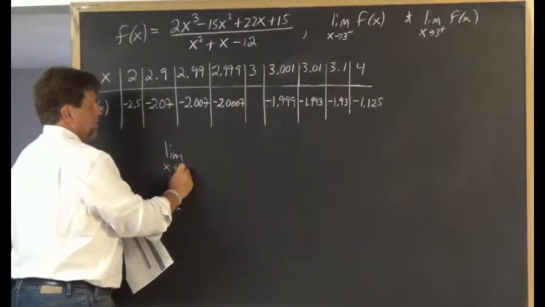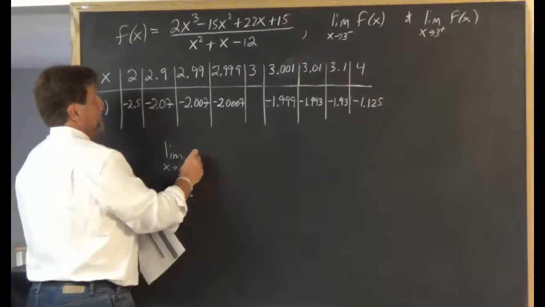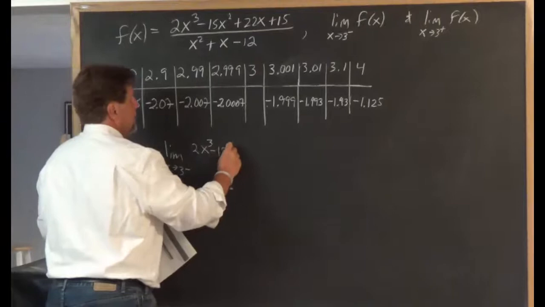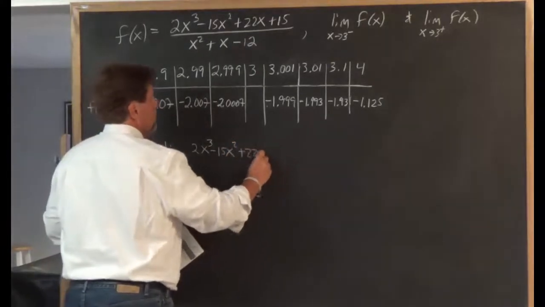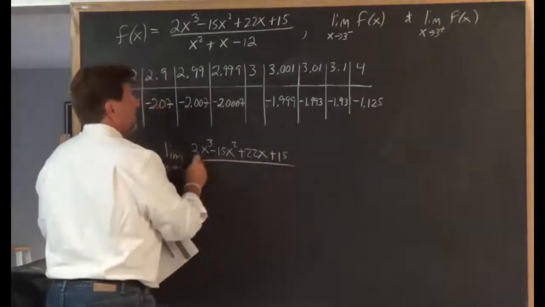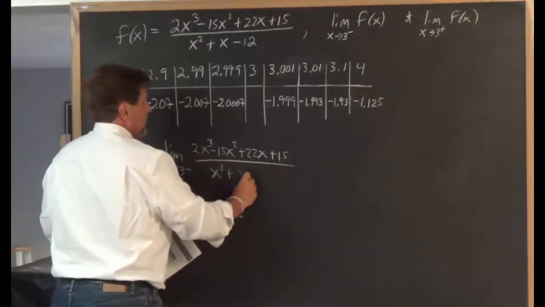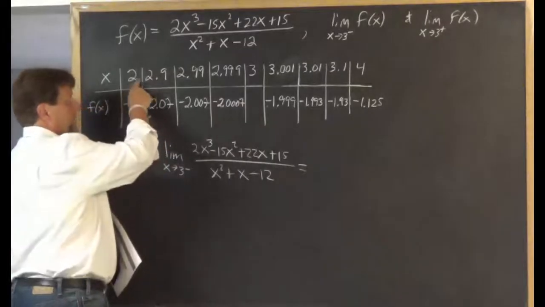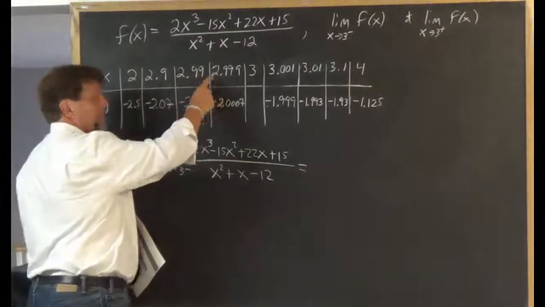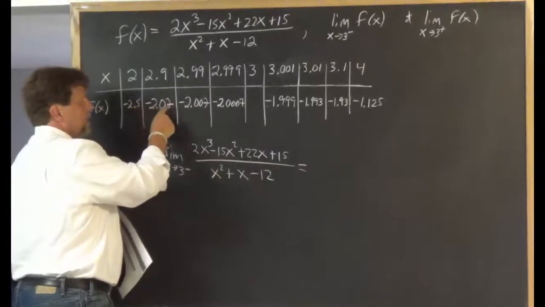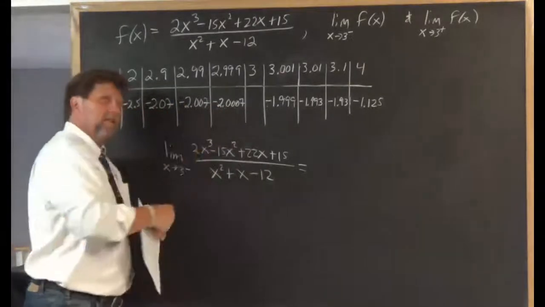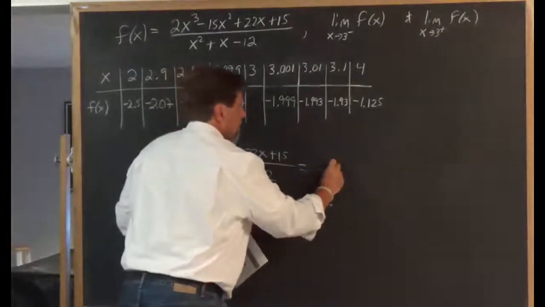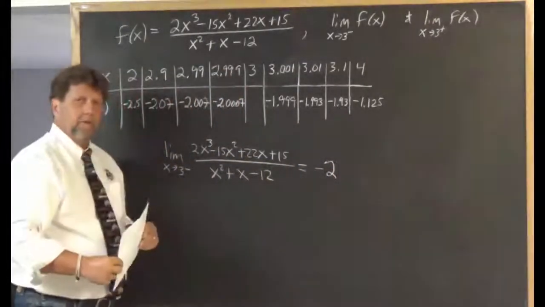The limit as x approaches 3 from the left side of 3 of the function 2x cubed minus 15x squared plus 22x plus 15 all over x squared plus x minus 12. Well, as the x values are getting really close to 3 from the left side of 3, it looks like those y values are getting really close to negative 2. So I'm going to say the left side limit is negative 2.